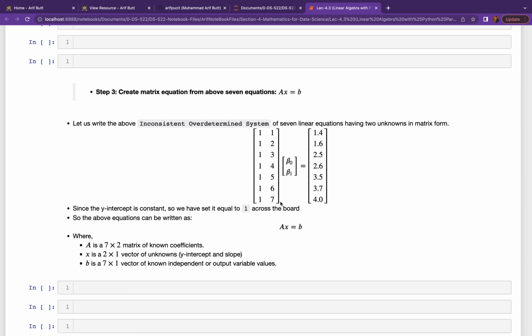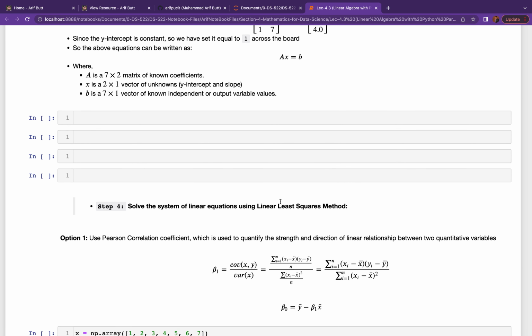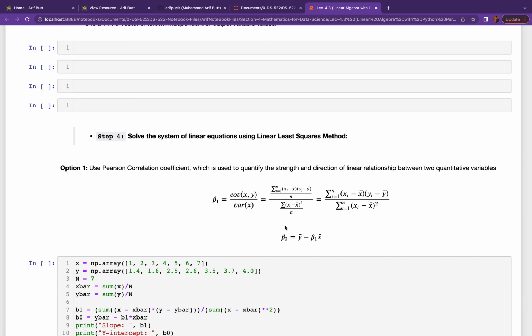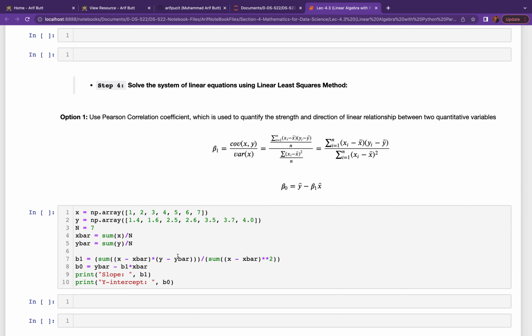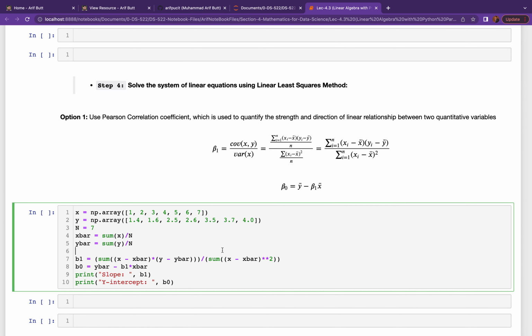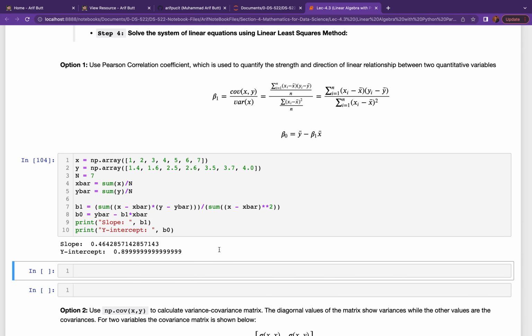Well, my dear friends, there can be different ways to solve, but for the time being we solve it using the least square method. And the least square method is shown over here and I have described it above as well. So you can simply compute it using this formula and I have done it over here. So we have found the slope and we have found the y-intercept.